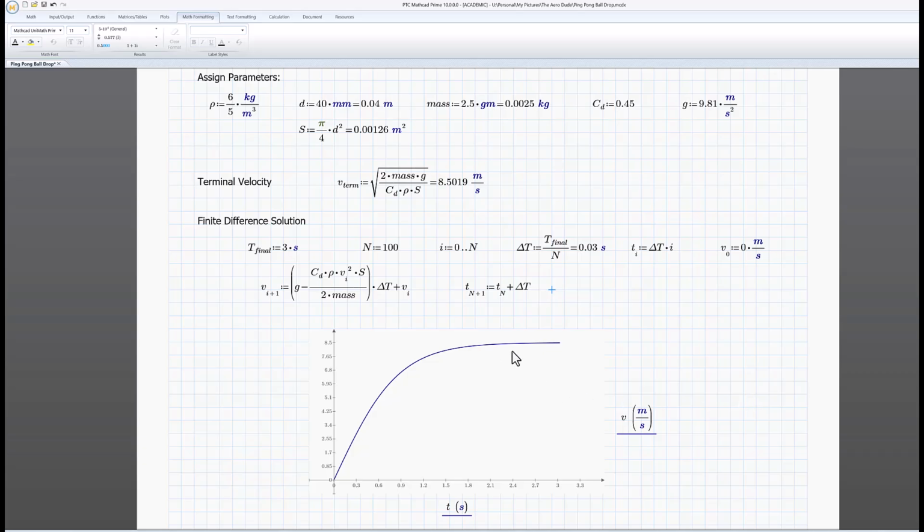Now, if this is correct, this should level out at about 8.5, and it does, 8.5019. So it looks like I've got the right answer. You can see that the acceleration is pretty constant at low speed, but as the velocity goes up, velocity is on the vertical axis here, the drag goes up, and eventually the weight and the drag equal one another.